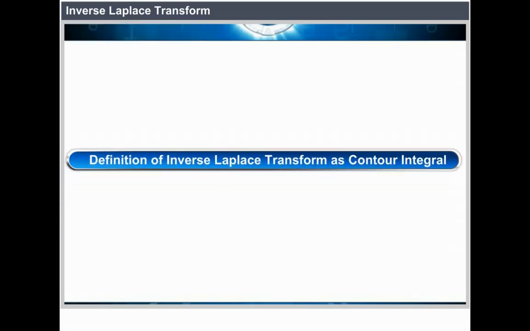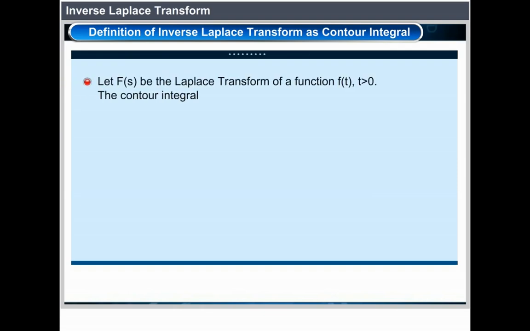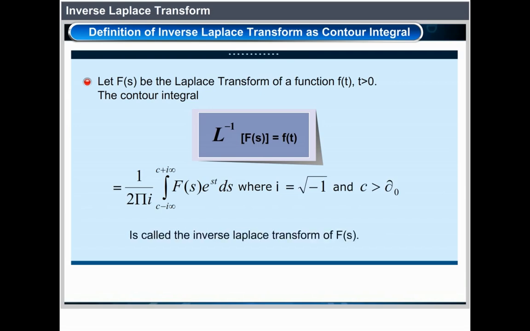Definition of inverse Laplace transform as contour integral. Let F(s) be the Laplace transform of a function f(t), t greater than 0. The contour integral L inverse of F(s) equals f(t) equals 1 by 2πi integral from c minus i∞ to c plus i∞ of F(s) e^(st) ds, where i equals square root of minus 1 and c greater than 0, is called the inverse Laplace transform of F(s).